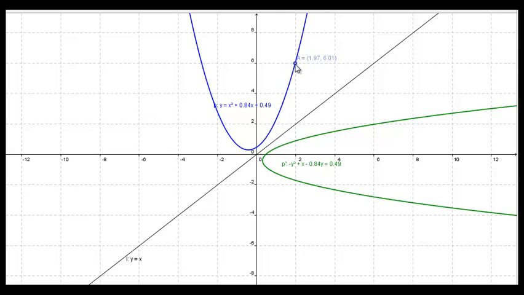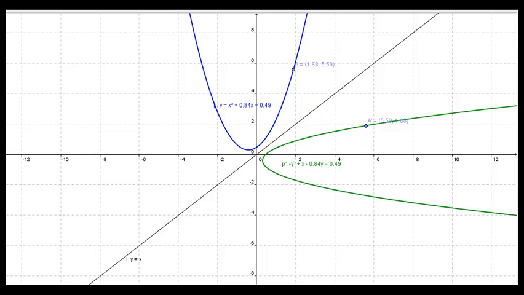Now if we reflect this point on the inverse function down here, you'll see that the coordinates have actually swapped around, just like this. So you can see here how it's 1.97, that's the x value, then the y value is 6.01. Then in the inverse function, the x value is 6.01 and the y value is 1.97. So they've just swapped around. And if we move this point on the original function, it also moves on the inverse function, and the coordinates still swap because the point on the inverse will always move accordingly with the point on the original function.